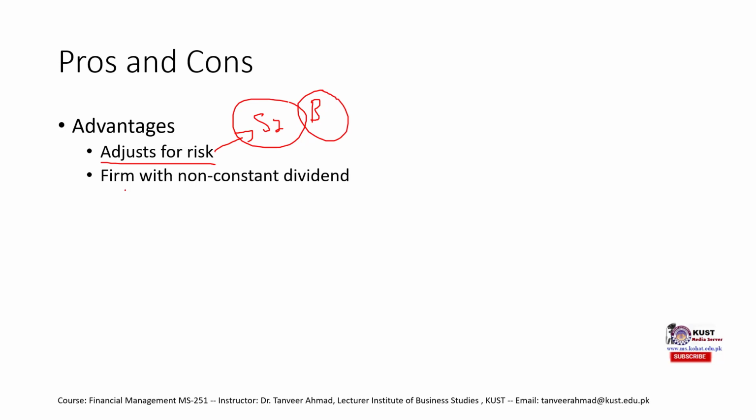Non-constant dividends can also be handled with the CAPM model. For example, in the previous model, the dividend discount model, we saw that there must be some dividend first, and secondly the dividend should have a constant growth, right? So those firms that do not pay dividends and do not have constant growth in their dividends can also use this specific CAPM model. Right? These are the advantages of the CAPM model.